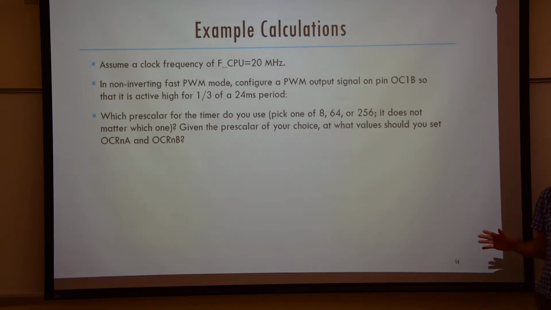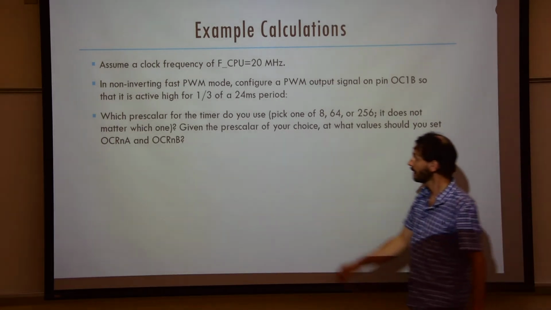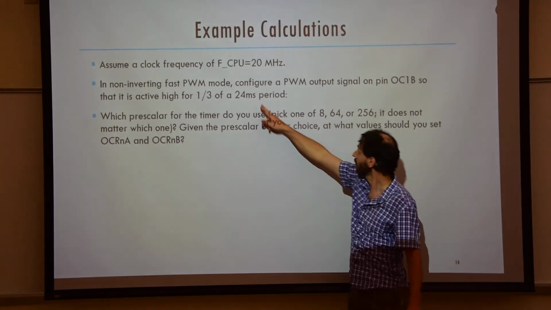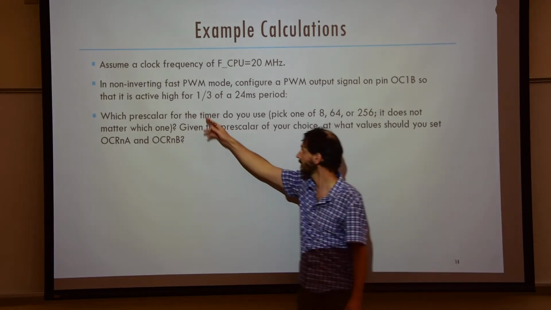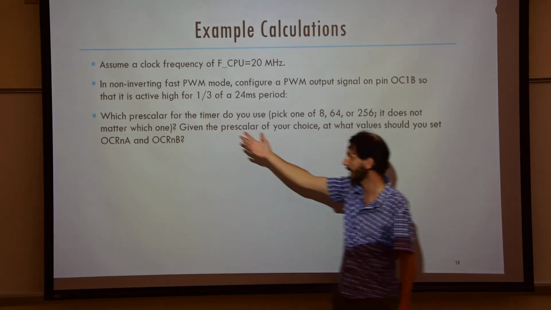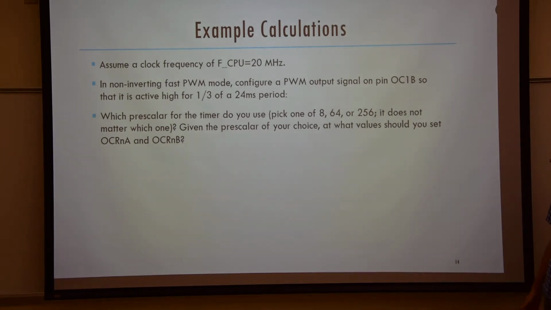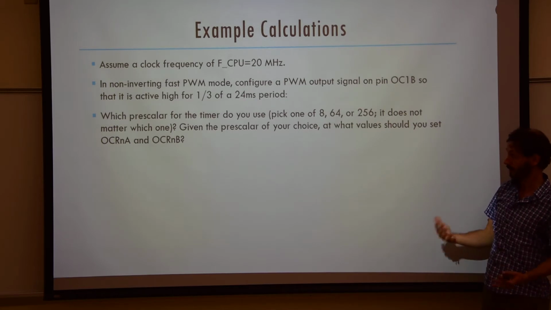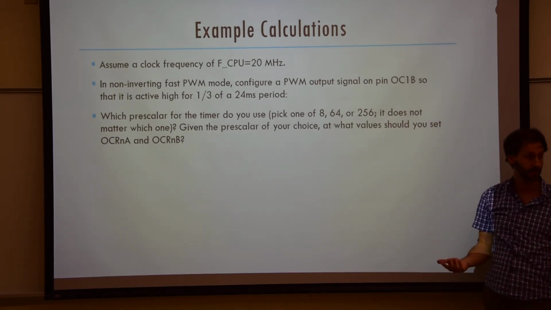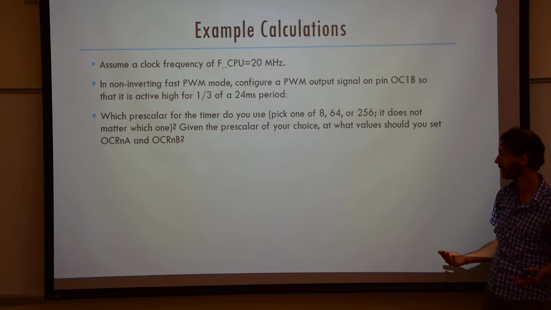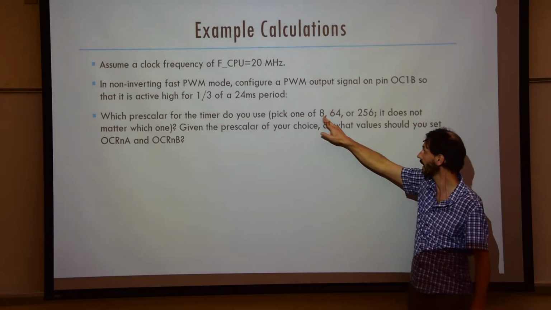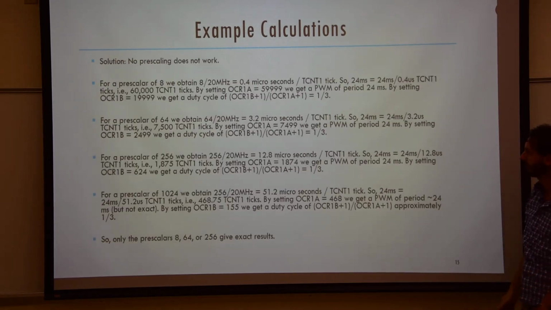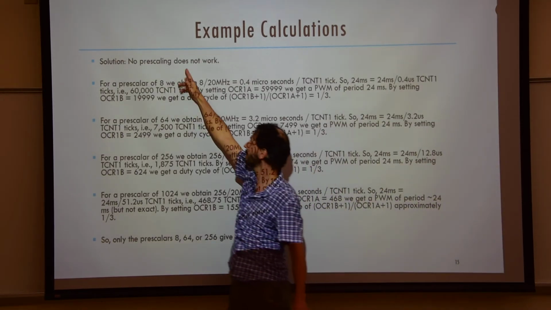So let's do an example calculation. Let's assume we have a clock of 20 megahertz. I want to have a 24 millisecond period and a duty cycle of 1/3, so active high for 1/3 of the period. And I want to output that signal on OC1B. So the first question is, what kind of prescaler am I going to pick? So let's do a couple of calculations. It turns out you can use any of 8, 64 and 256, but I will give the calculation right here. The first thing is that no prescaling does not work.